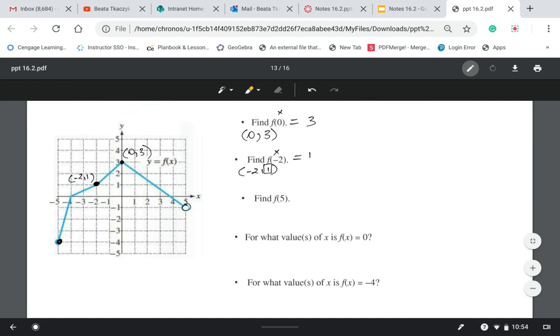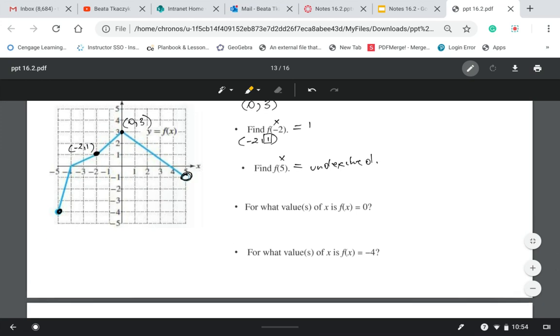And find f of 5. So find the y coordinate when x is equal to 5. So when x is equal to 5, again, we have that open circle, which means it's undefined because of the open circle. And in the remaining two problems, it's the opposite: for what values of x. So now we're looking for x.